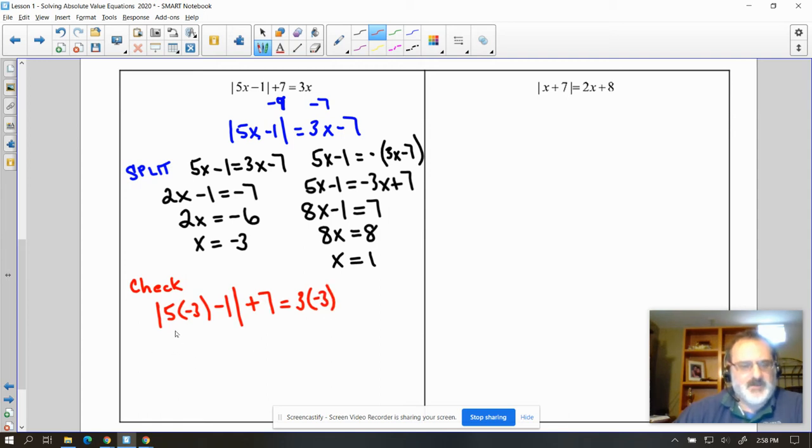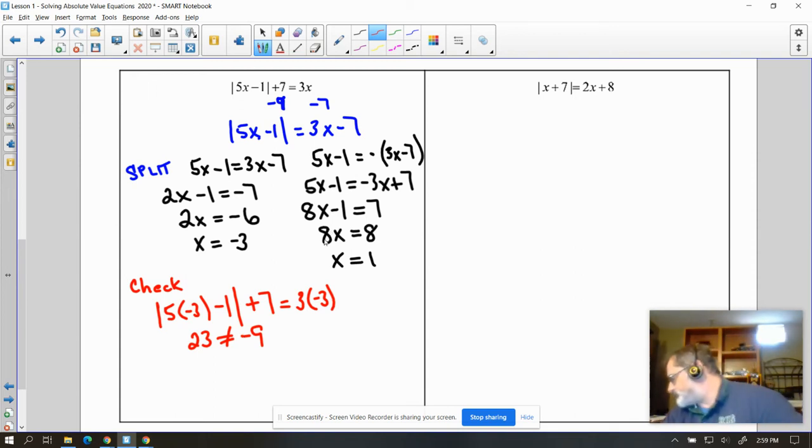Let's check it out. 5 times negative 3 is negative 15. Minus 1 is negative 16. The absolute value, 16, plus 7 is 23. That does not equal negative 9. So 23 not equal to negative 9 means that it's no solution. Right here, this is not a solution. Let's check the other one out.